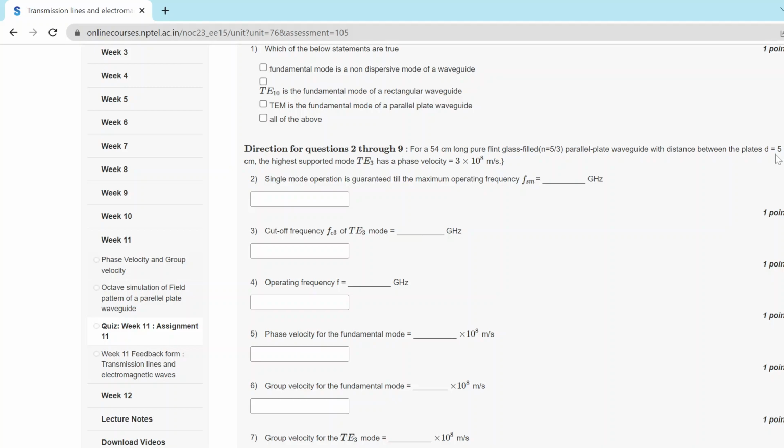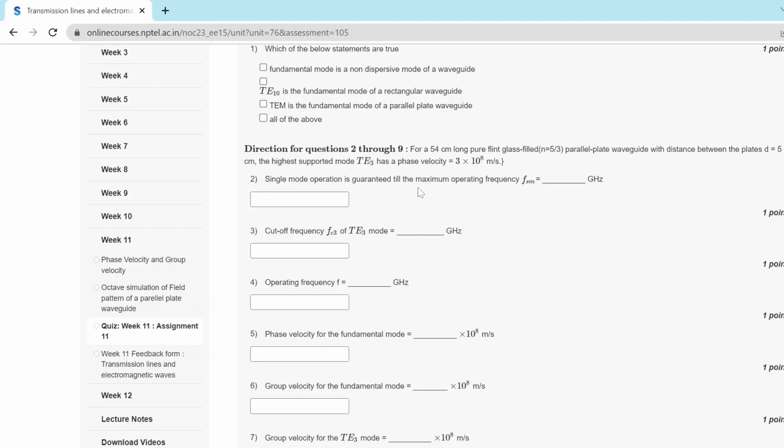Similarly, we can also calculate the cutoff frequency. Okay, so now the point is, let's look at the questions. Single mode operation is guaranteed till the maximum operating frequency. So single mode operation, in the sense mode number m is equal to 1, is guaranteed till the maximum operating frequency. So we need to find the operating frequency.